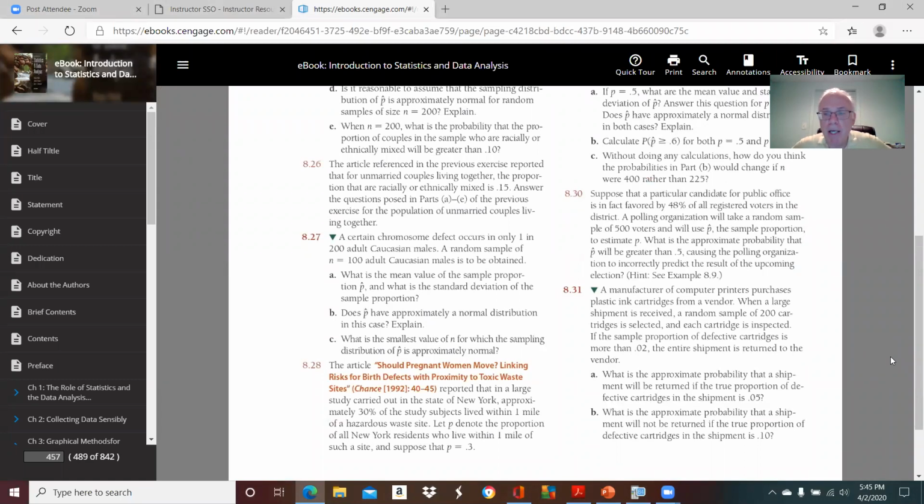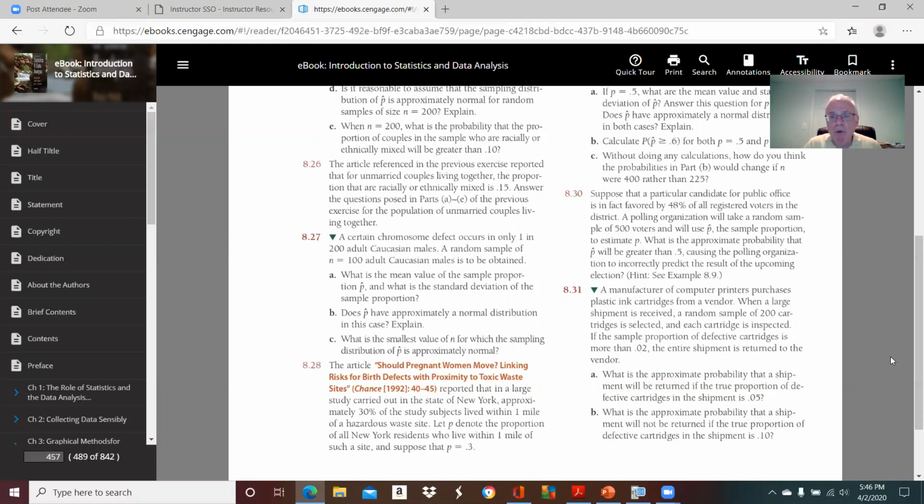Suppose that a particular candidate for public office is in fact favored by 48% of all registered voters. Now, obviously you would not know this necessarily, but we're going to assume that we have an estimate of the population proportion. That's 0.48, right? When we convert 48%, that's p. p is 0.48. What does that mean? This candidate's probably going to lose if there's only one other candidate.